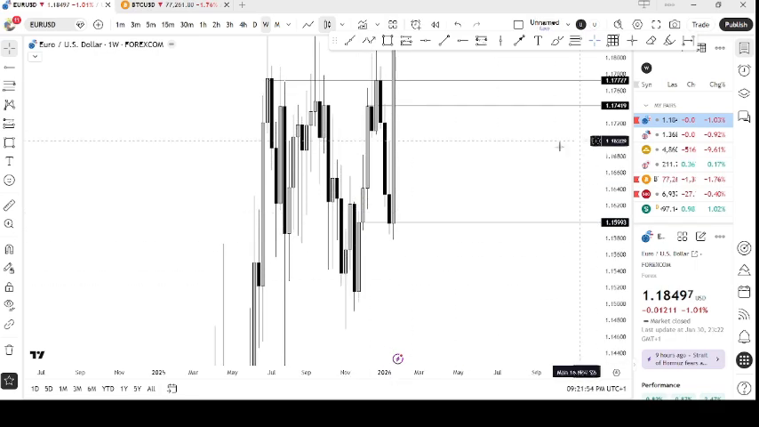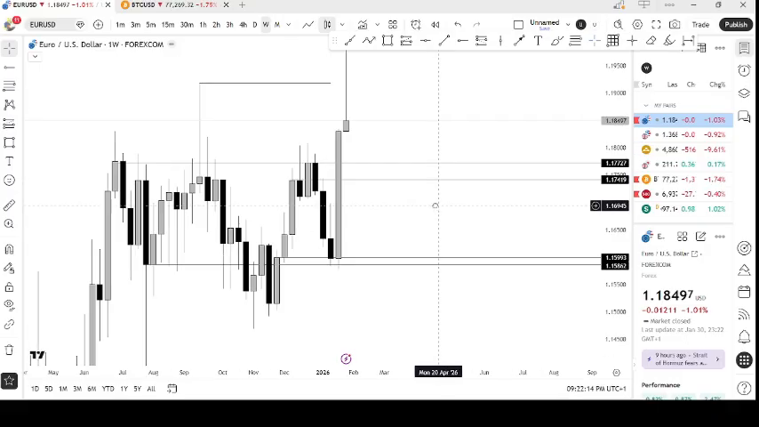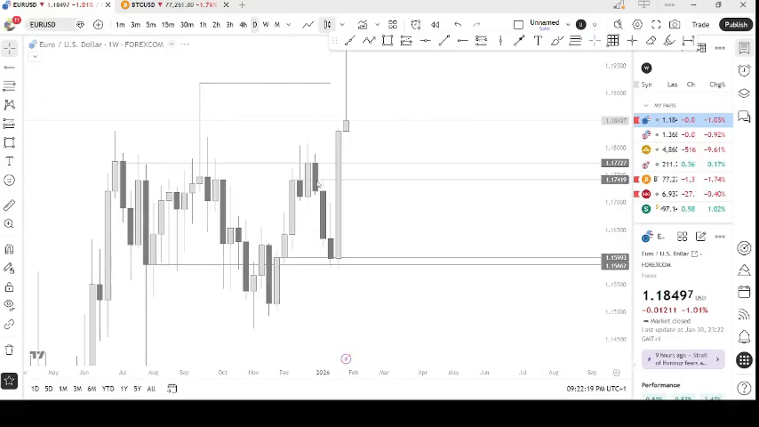Or you can use this one here, because price has used it multiple times. Price has used it multiple times here. You understand? So we can still use this one as the weekly key level because it is still fresh. You can see it is still fresh. So we can use that one too for the weekly. So now let's look at the daily to see where price has broken.